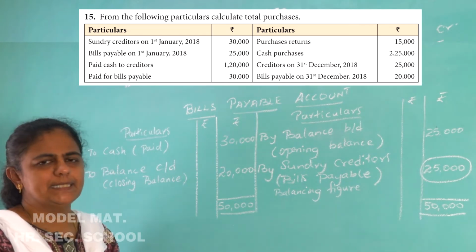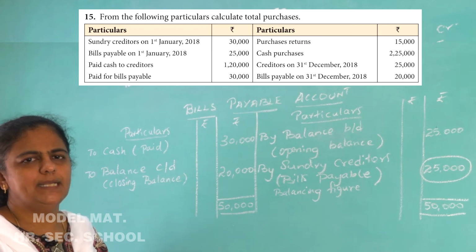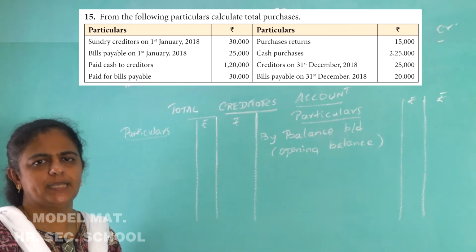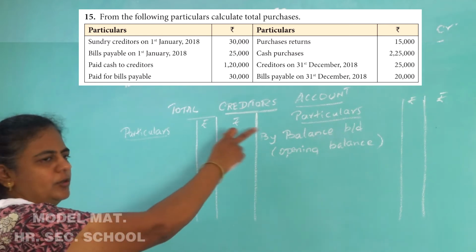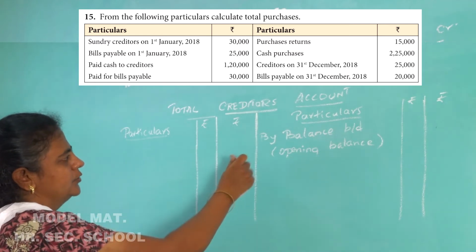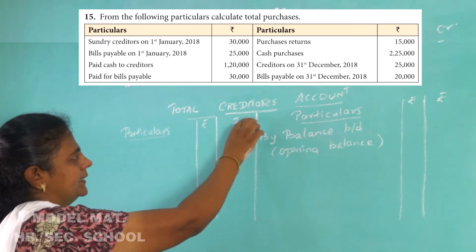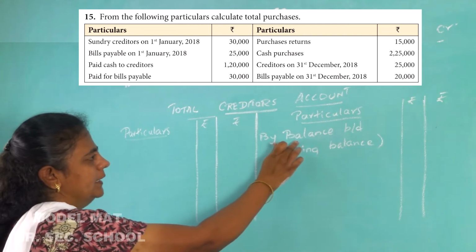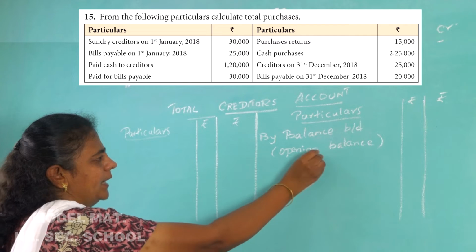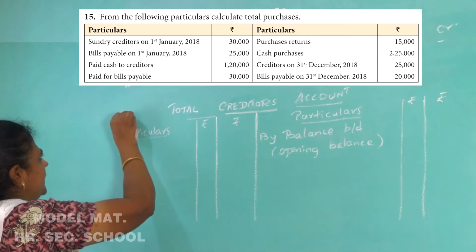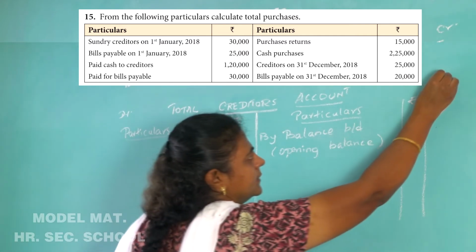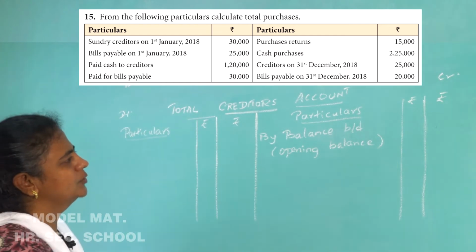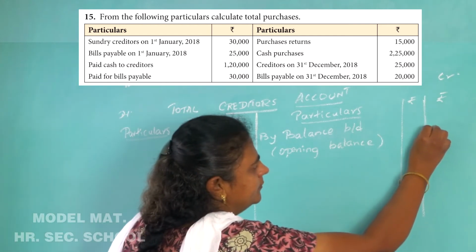Okay. Next you have to open total creditors account. Now you have to calculate credit purchases. To calculate credit purchase, you have to prepare total creditors account. So total creditors, again creditors is a liability. All liabilities will have credit balance. So you take the balance brought down, that is the opening balance, put it on the credit side. DR debit, CR credit. So how much is the opening balance? Sundry creditors opening balance is 30,000.